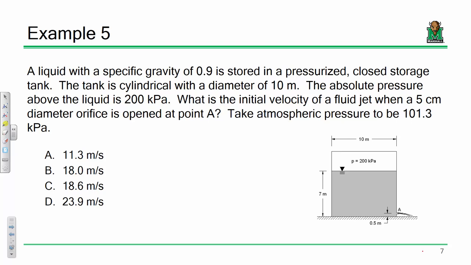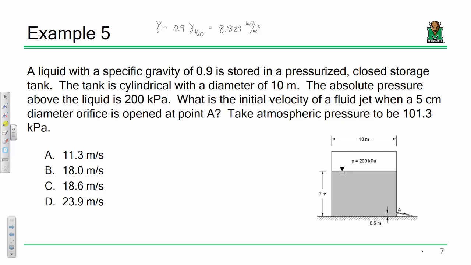So let's see what we can see. Now first off, before I do anything, I'm going to go ahead and recognize that gamma is 0.9 times the gamma of water. And so that's going to be 8.829 kilonewtons per cubic meter. It's not water, it's a liquid with a specific gravity of 0.9, so we might as well convert that now.